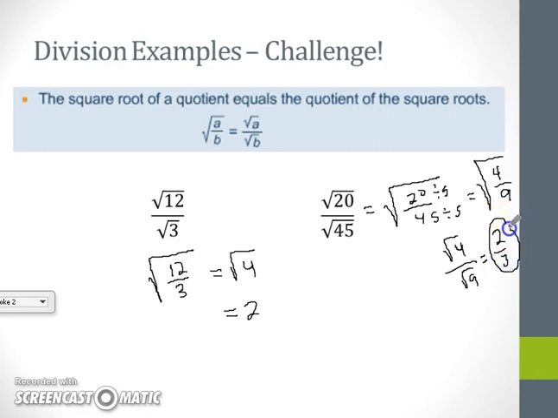And you could have actually divided out the common factor from the other one. It's just easier to see that it's a fraction that you're looking at when you have the square root of the entire fraction.